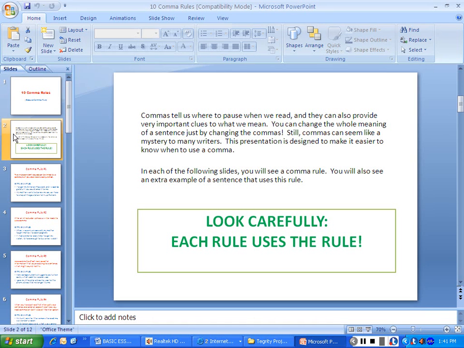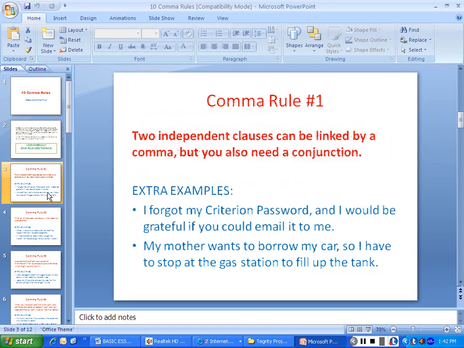Still, commas can seem like a mystery to many writers. This presentation is designed to make it just a little bit easier to know when to use a comma. In each of the following slides, you will see a comma rule. You will also see an extra example, or maybe two, of a sentence that uses this rule. If you look carefully, you'll notice that each of the rules uses the rule it's talking about.